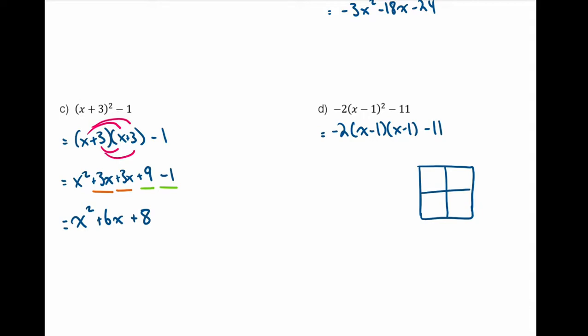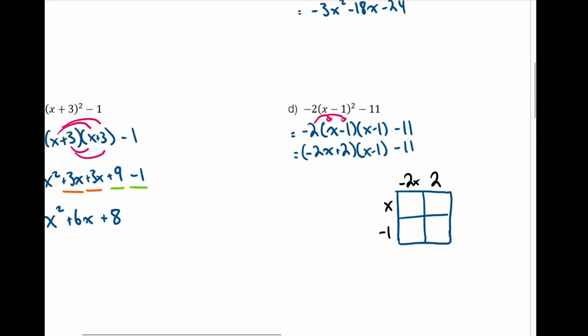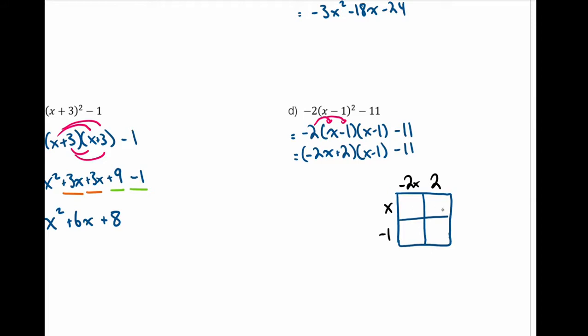But first, in order to use the box method, I have to get two brackets, so I have to multiply this negative 2 through to the first bracket. So I get negative 2x plus 2 is my first bracket, x minus 1 is my second, and minus 11 gets thrown in at the end. I'm going to put one bracket at the top, so negative 2x and 2, x and negative 1, and I'm going to worry about that negative 11 later. So now, same thing with our box method, multiply our corresponding columns and rows.